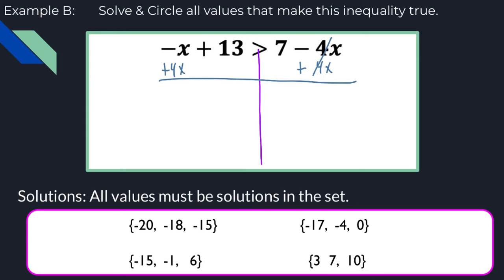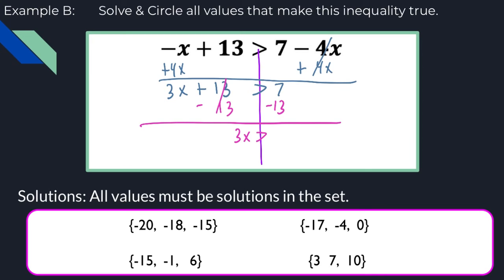These are going to cancel. -1 plus 4 is going to give me +3x. Bring down my +13 as I didn't do anything with that. I did not multiply or divide by a negative, so my sign stays the same. Bring down +7. The next step in my problem here is to get rid of the constant by subtracting 13 on both sides. +13 and -13 are going to cancel. Bring down my 3x. I did not multiply or divide by a negative, so my sign stays the same. 7 minus 13 is going to be -6. And the final step is to divide both sides by 3. 3 and 3 are going to cancel. x is going to be greater than -2. So our solution is x is greater than -2, so we need all the numbers that are greater than -2.